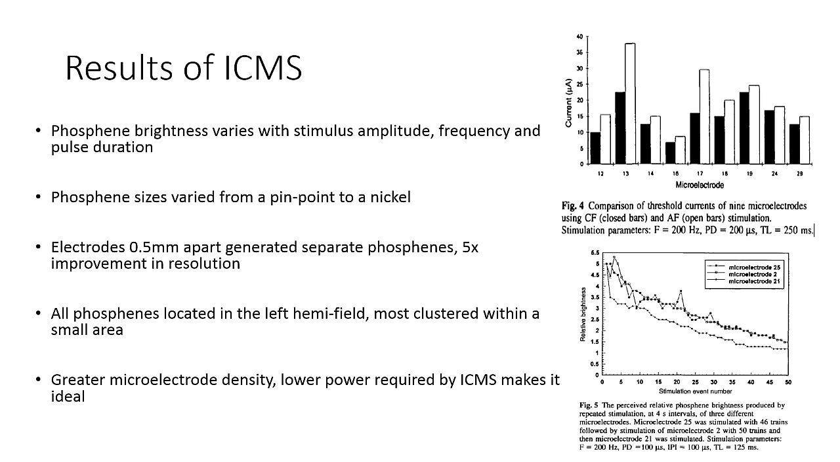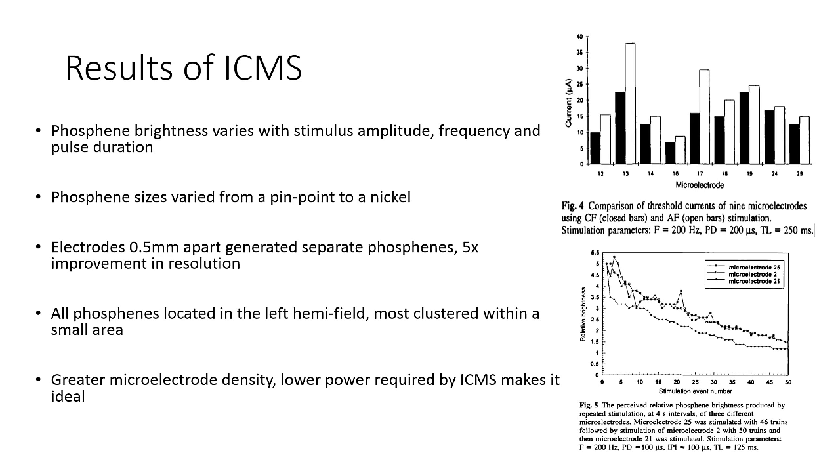The results of intracortical microstimulation basically stated that the phosphene brightness varied with stimulus amplitude, frequency, and pulse duration. They found phosphene sizes to vary from pinpoint to a nickel. They, however, reported that all phosphenes were located in the left hemifield and most clustered within a small area, matching findings by Dr. Brindley as well as Dr. Dobelle that most of the phosphenes would be clustered within a small area on stimulation with multiple electrodes, and this area was roughly about 10 degrees of the field of vision.